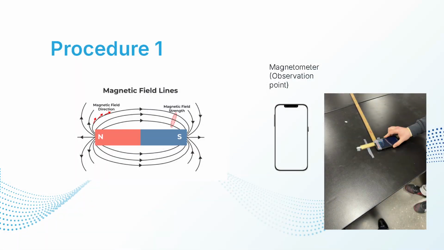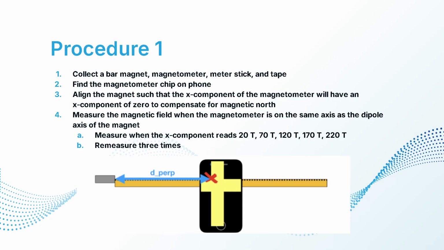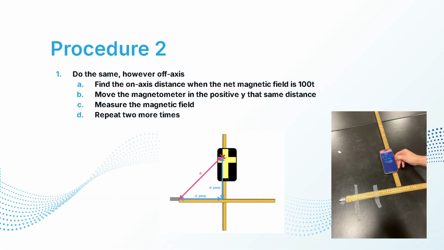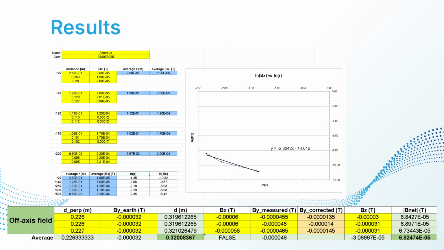Here's procedure one, the first one we did. You see on the left the diagram of what the magnet actually looked like, and then you just put your phone to the right of it. At the bottom right is a picture we took from doing that lab. You can see it's maybe 9 centimeters away. Here are the instructions for that. Specifically, you just read it at each of the intervals listed at 4A. In part two, we're getting off axis, so we're trying to see what it is when it's not in line with the magnet.